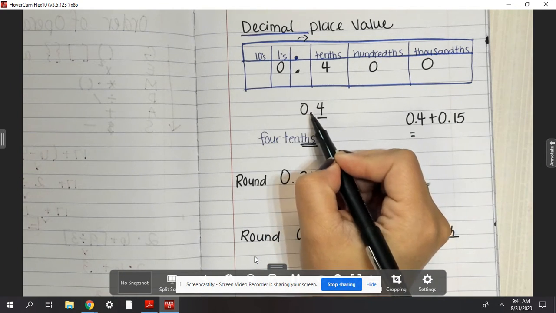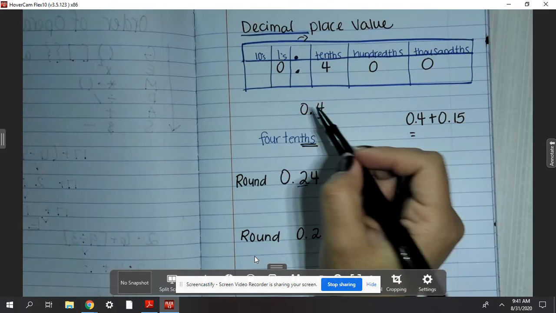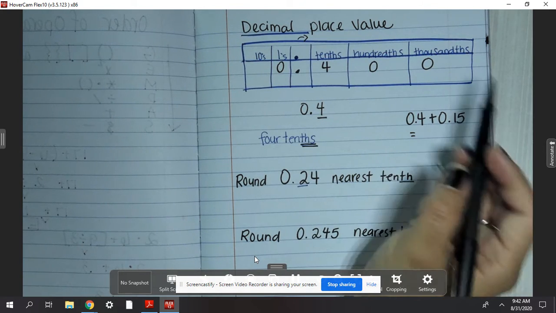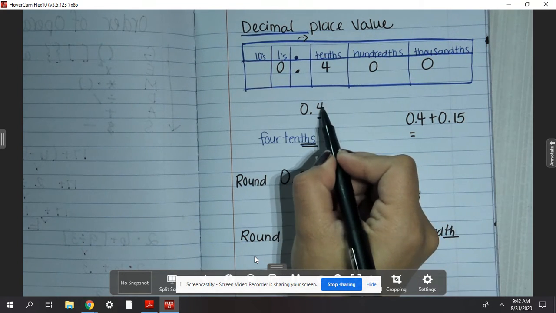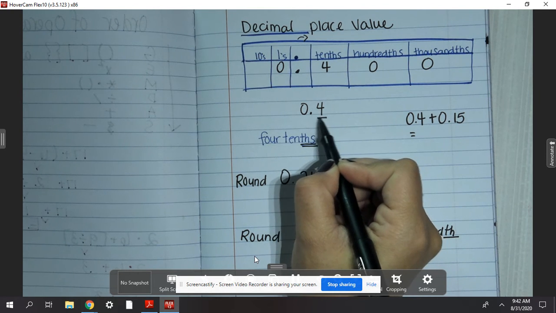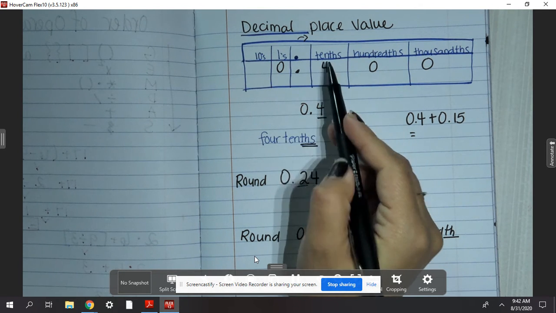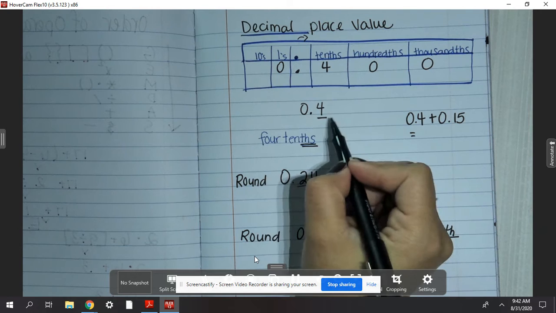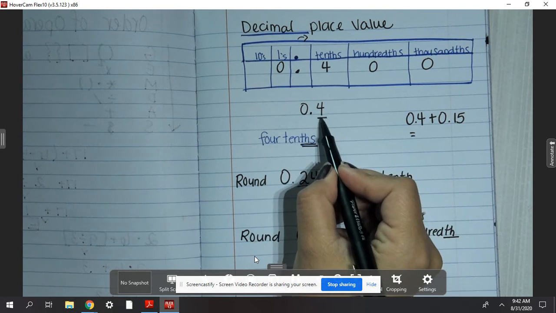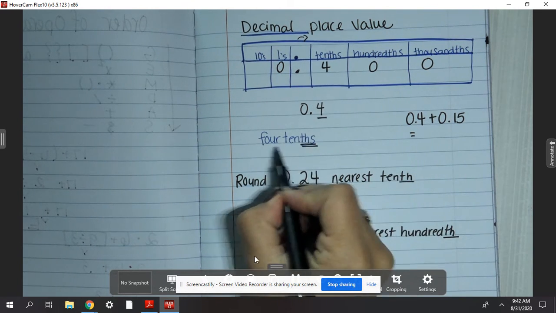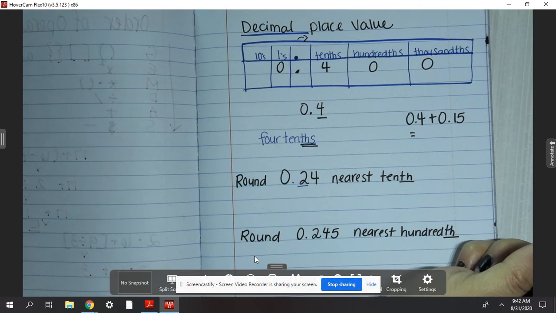So we're going to look here. I have 0.4. If I'm going to say that, I look at the number I see here, 4. And what place is that 4 in? It's located in the tenths. So I say this number as 4 tenths. And I can write it in word form as well, 4 tenths.